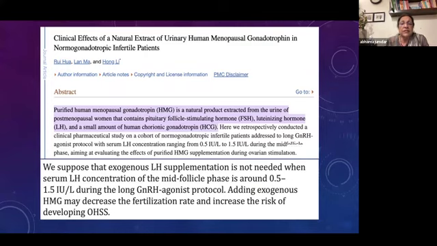But what did they find? We say that, okay, we can give HMG instead of LH. LH is more expensive. And this is a Chinese study. This is not the group where Merck and Serono are supporting them. So they suppose that exogenous LH supplementation is not needed when serum LH concentration in the mid-follicular phase is around 0.5 to 1.5 during the long GnRH agonist protocol. And adding exogenous HMG may decrease the fertilization rate and increase the risk of developing OHSS. They say that instead of LH, if you want to add HMG, it decreases the fertilization rate. So this paper got this information.